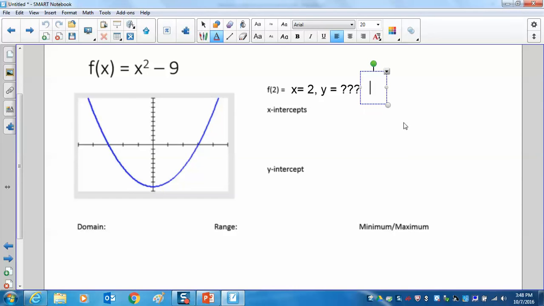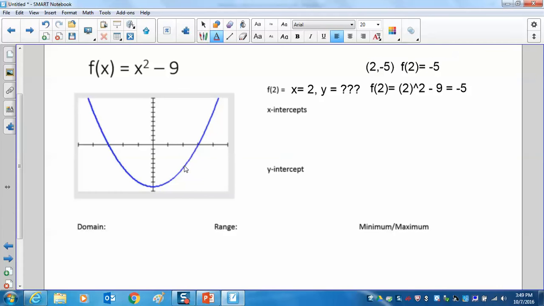So we would say that f of 2 equals 2 squared minus 9. And we could just do the math there. 2 squared is 4, minus 9 is -5. So we would say that f of 2 equals -5. We could write that as an ordered pair, or we could write that as a statement. We could say that there's the point (2, -5) on our graph, or we could say f of 2 equals -5. And if we go back to our graph, that's a reasonable answer.